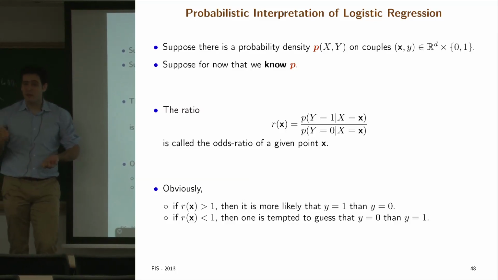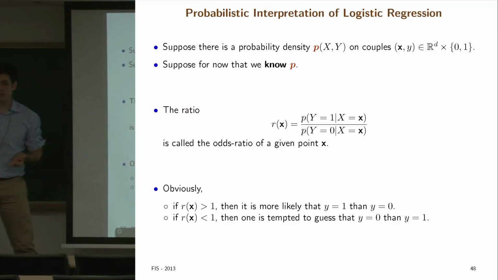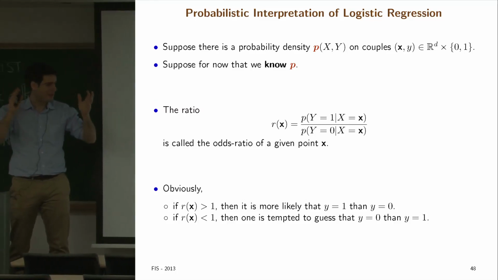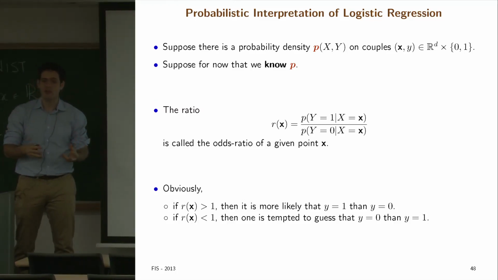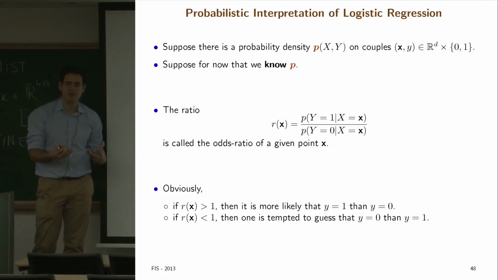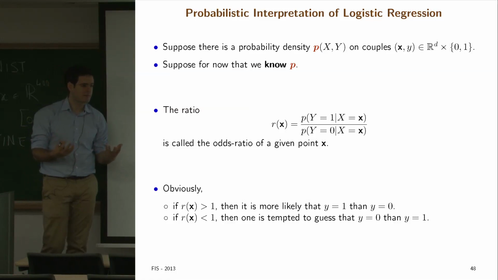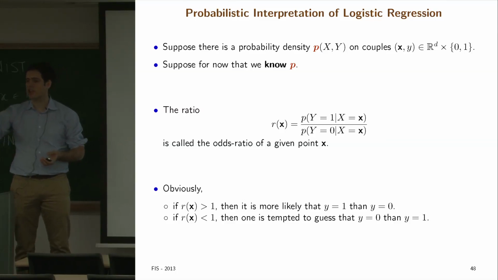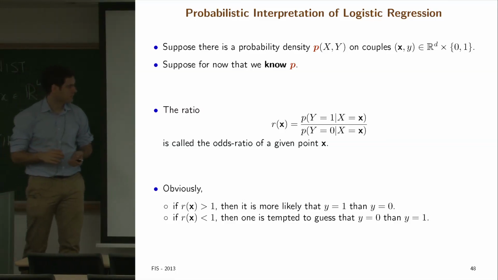So suppose for a minute that we know this density. Ideally, this is something that only God, maybe, if you believe, can know. We can never know this. Only someone that has a perfect knowledge of the universe can know exactly what is the probability of seeing, I don't know, a patient with such and such features, and whether that patient has or doesn't have the disease.